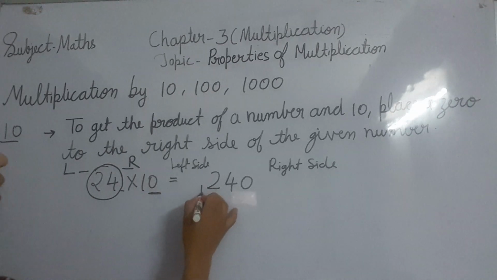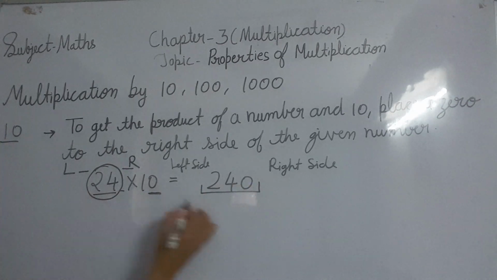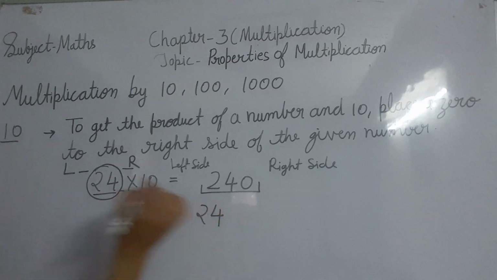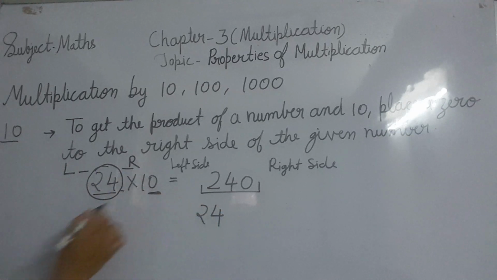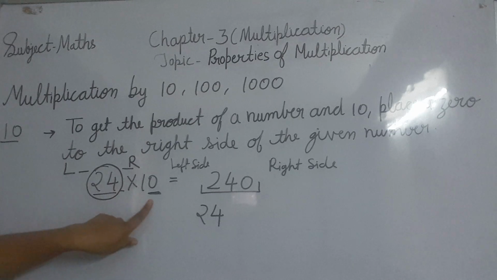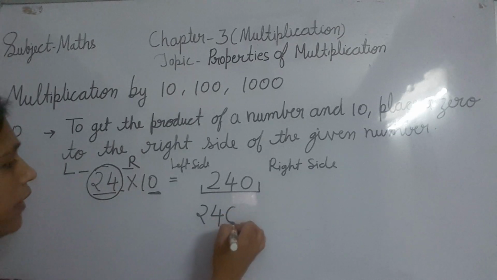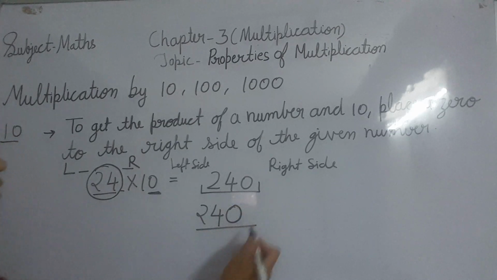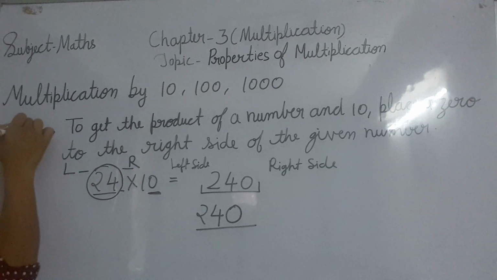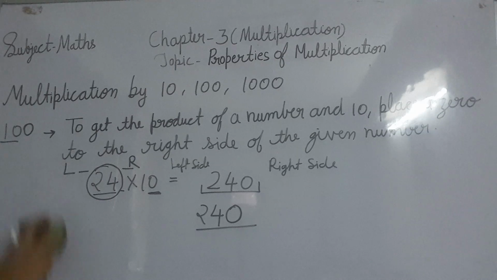Okay, so what will be the answer here? 24 is the number. If I am writing 24 and placing 1 zero, because we are multiplying with 10, so 1 zero we have to place on the right side. So what will be the answer? 240.